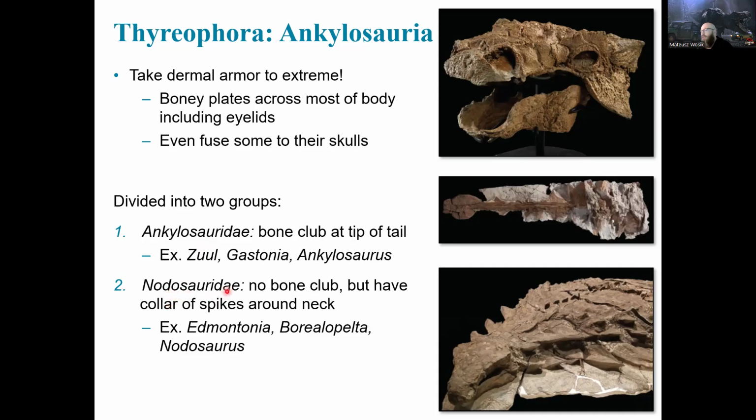But then the other group is Nodosauridae. These ones are characterized by two things. One, they don't have this bony club, so there's not much to show there. They just have a tail that extends out like a normal tail would and then tapers off. The other thing is that around their necks, like in this one here on the bottom right, Boreopelta, they have these collared spikes that go all the way around the neck area, adding a little bit more protection, something that Ankylosauridae don't have.